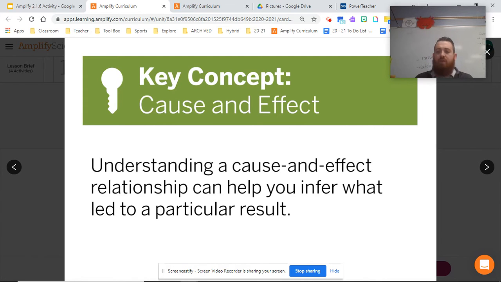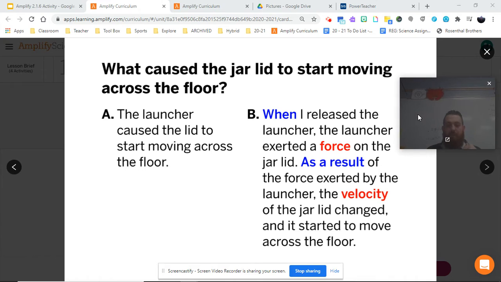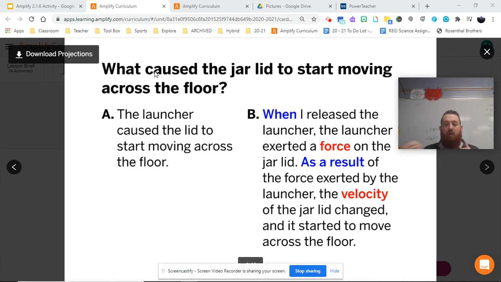So let's look at an example of how we use good, strong writing with our vocab and build in this idea of cause and effect. We're going to take a step back and think about that jar lid experiment that we did and what caused the lid to start moving across the floor. Someone could write that the launcher caused the lid to start moving across the floor. That's a very simple way of saying, here's the cause and here's the effect. The launcher caused the lid, and the effect was it moving across the floor.